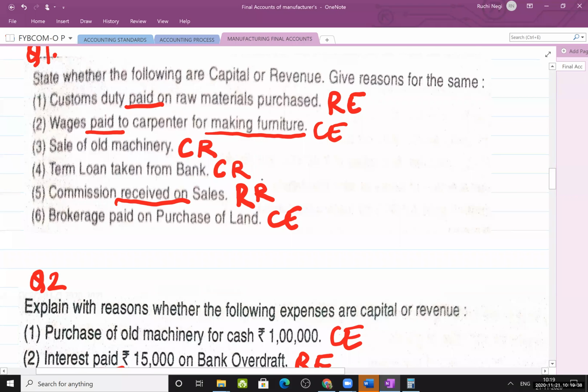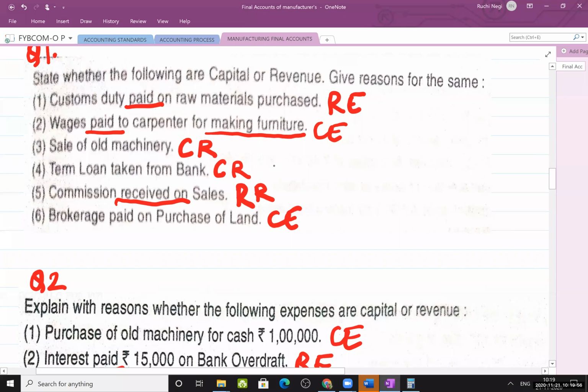Next, commission received on sales. The word received is there, meaning money has come in. So it's a receipt, yes. And sale is a regular business activity, recurring business activity, yes. So commission for the same is also recurring in nature. So this is revenue receipt.